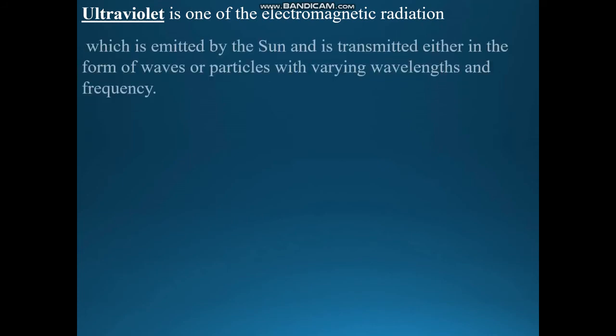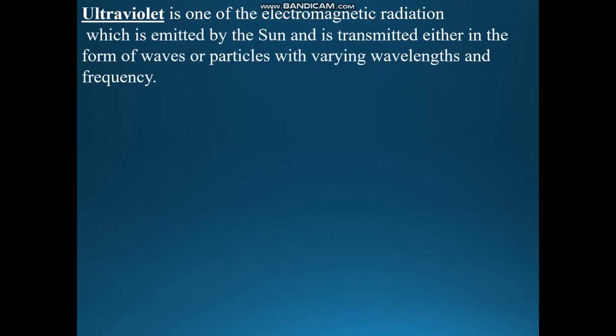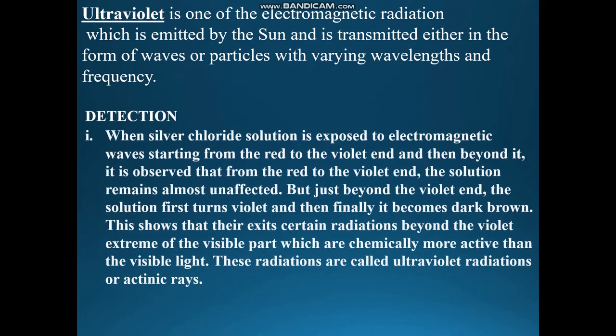Let's come to ultraviolet radiations. Ultraviolet is one of the electromagnetic radiations which is emitted by the sun and is transmitted either in the form of waves or particles with varying wavelengths and frequency. Detection. This is very important. How is ultraviolet detected?